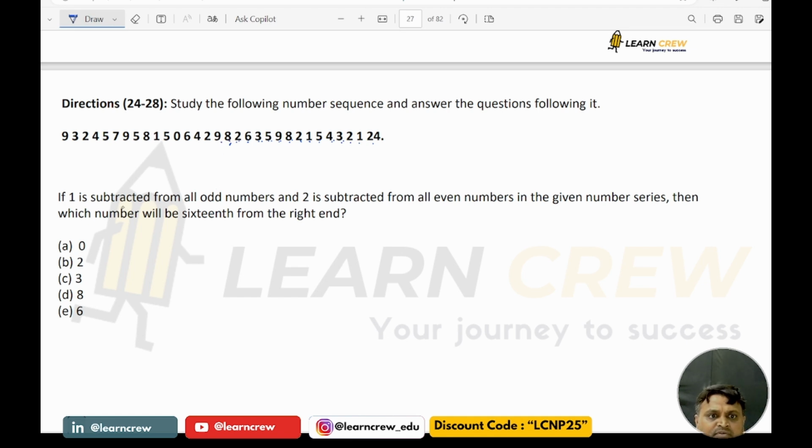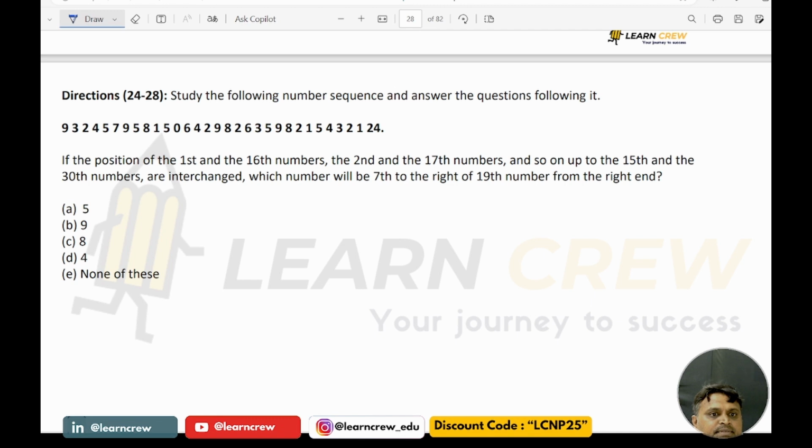So here 1 has to be subtracted from odd numbers, 2 is to be subtracted from even numbers. If 2 is subtracted, 2 minus 2 you will get 0. 0 is the answer. Then next, if the position of first and 16th numbers, the second and 17th numbers and so on up to 15th and the 30th numbers are interchanged, which number will be 7th to the right of the 19th number from right hand?